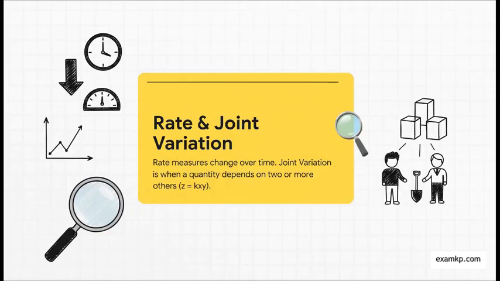Now, what about joint variation? I know it sounds a little complex, but trust me, it's not. Imagine you are painting a giant wall. The area you can paint depends on two things, doesn't it? The number of friends you have helping you and how much time you spend painting. The more friends and the more time, well, the more wall gets painted. That's all joint variation is. One thing depending on two or more others all working together.